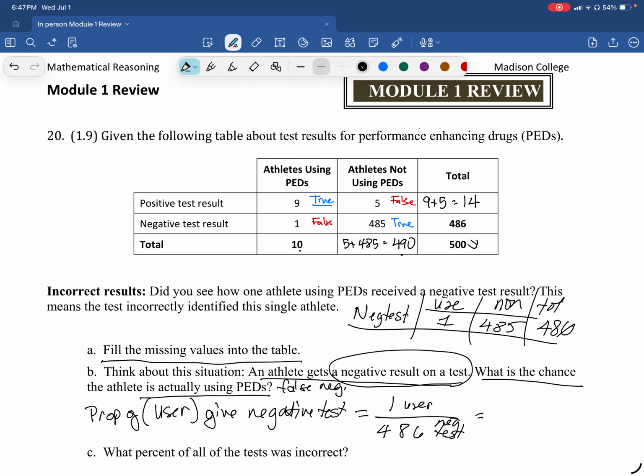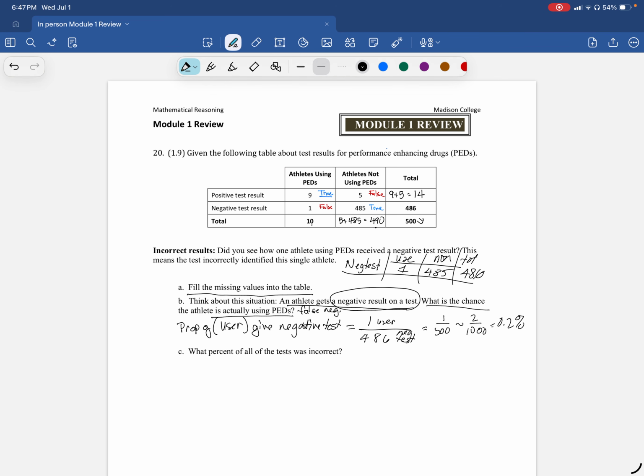And what is the chance? Well, 1 out of 486. They're not actually asking for a percentage. This is about 1 in 500, which is about 2 in 1,000, which is 0.2%, roughly. It's going to be a little less than 0.2%.